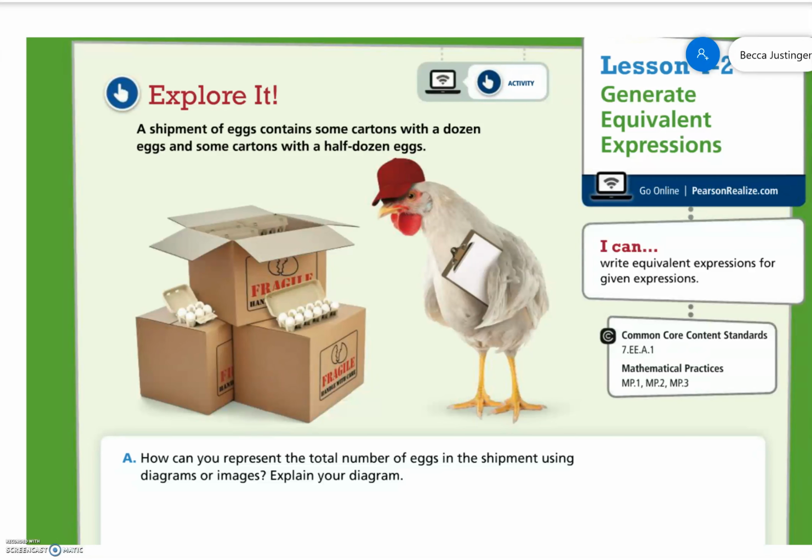Hi, 7th grade. Welcome to lesson 4.2, generate equivalent expressions. By the end of the lesson, I want you to be able to say, I can write equivalent expressions for given expressions.